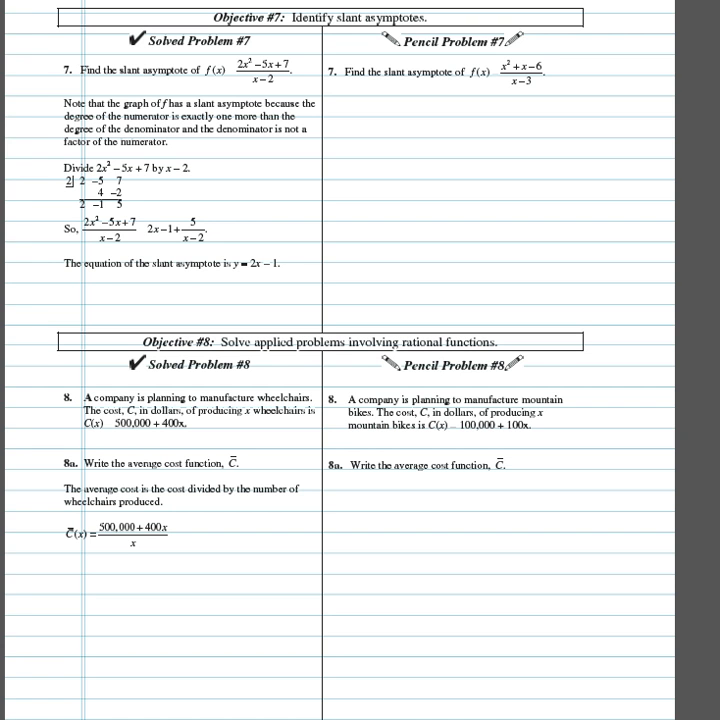Find the slant asymptote. Note that the graph here has a slant asymptote because the degree of the numerator is exactly 1 more than the degree of the denominator. So how do I find my slant asymptote? I'm going to go ahead and use synthetic division. When I use synthetic division, I'm going to use the coefficients of the numerator: 1, 1, negative 6.